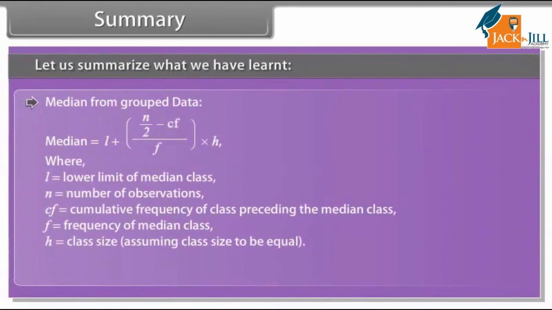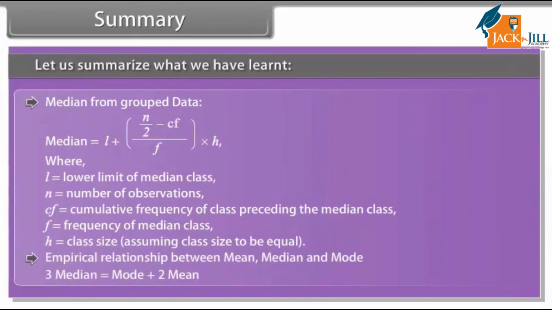Median from grouped data. L plus n by 2 minus cf, that is divided by f and multiplied by h, where L is equal to lower limit of median class, n is equal to number of observations, cf is equal to cumulative frequency of class preceding the median class, f is equal to frequency of median class, h equals class size assuming class size to be equal. Empirical relationship between mean, median and mode. 3 median equals mode plus 2 mean.